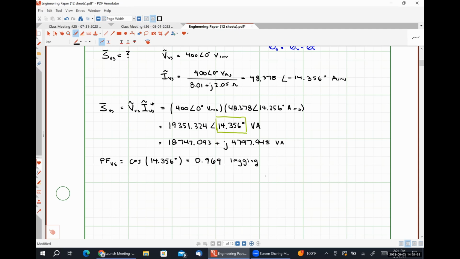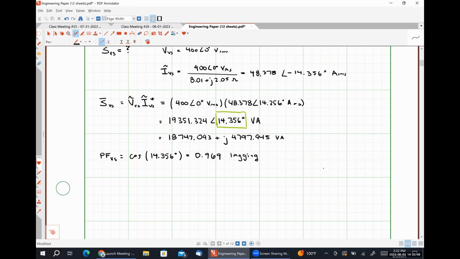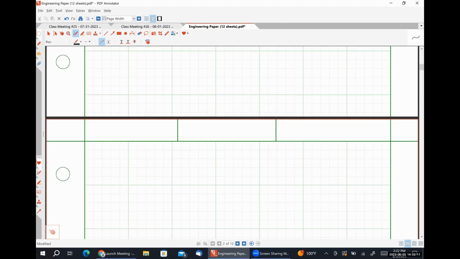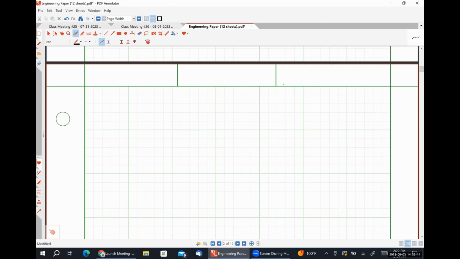So let's say, for instance, that we wanted to get a power factor of 0.975 out of this system. What could we do? Well, what we would employ would be a technique called power factor correction. Okay. So let's talk a little bit about this, and then we'll revisit this example problem.